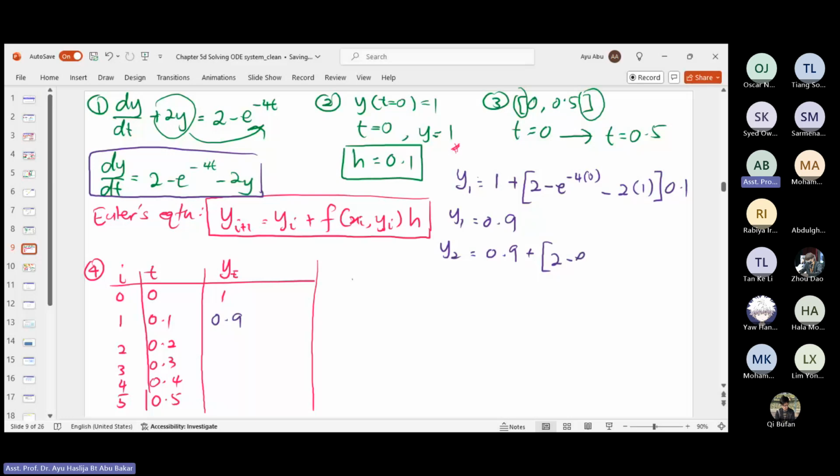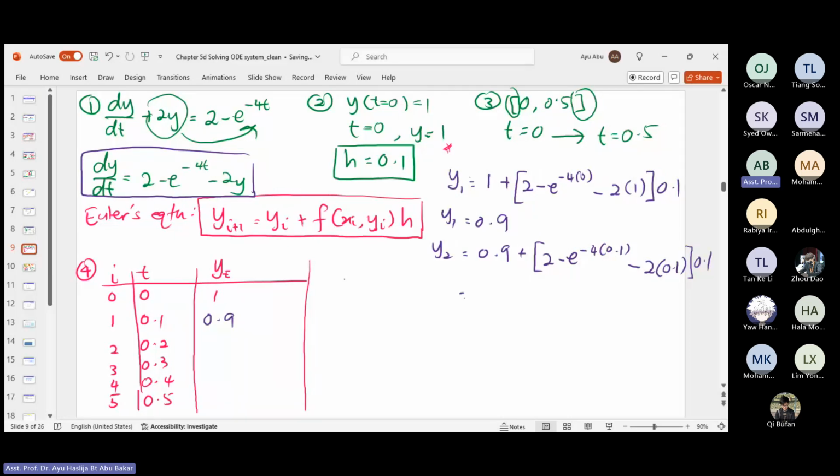2 minus exponent for previous t. Previous t is 0.1. 2 times previous value, 0.9. Multiply the h. 1.01. Let me check again. No, it's not the answer.